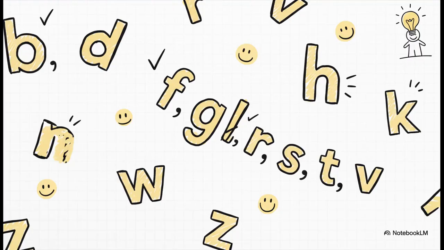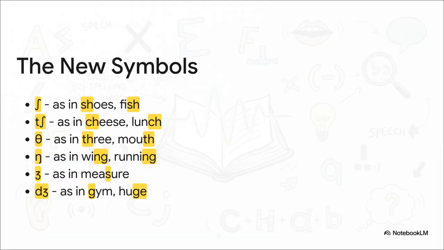See what I mean? Take a look. Most of the IPA symbols for consonants are the exact same letters we use every single day. The symbol for the B sound is B. The symbol for the D sound is D. Easy, right? No curveballs here, which makes this part a lot easier to pick up. But there are a few special new ones we need to learn. So let's just go through them slowly.